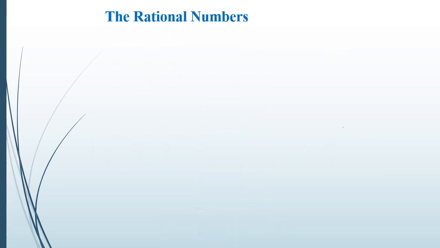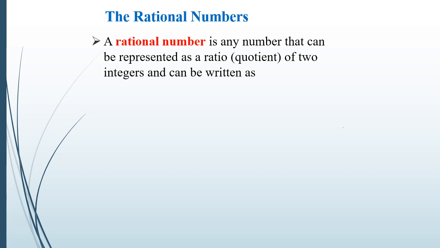Rational number. A rational number is any number that can be represented as a ratio or quotient of two integers, and can be written as Q, a rational number, is equal to a over b, where a and b are integers and b cannot be 0. Why? Because a over 0 is not defined.